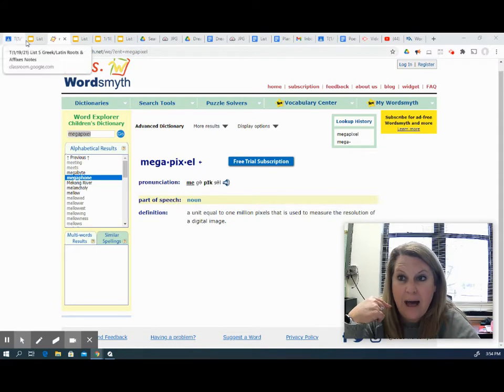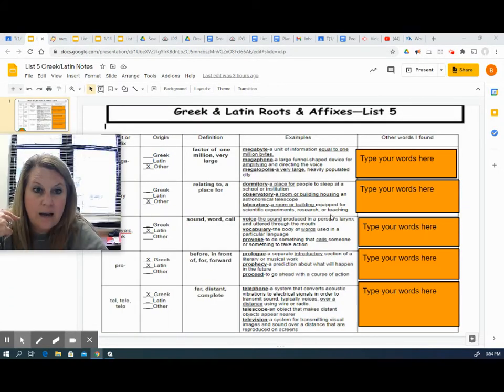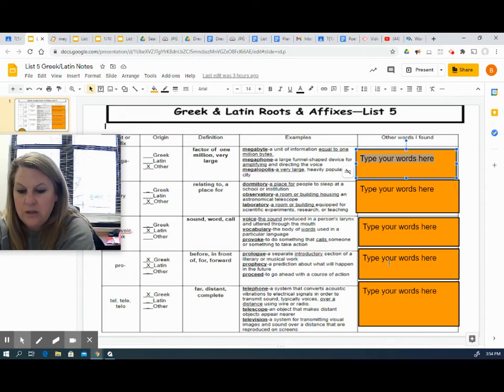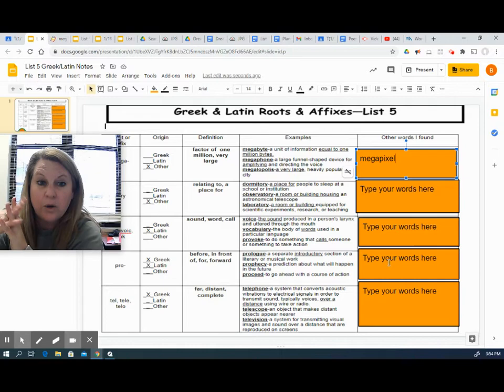So I can go back to my notes and I can type the word megapixel here. And you have to highlight this and then type over top of it. So I'm going to type megapixel. And I think that one's probably good enough for that one because that was kind of a hard one. We had to Google it.